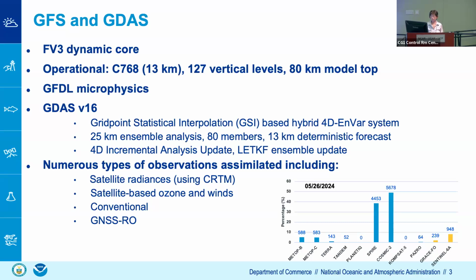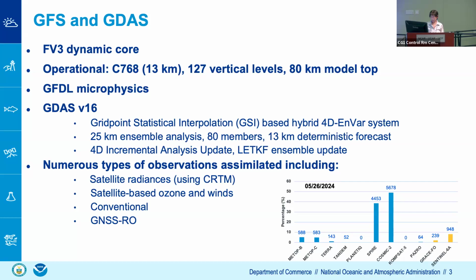So currently, the operational GFS and GDAS, we use FV3 dynamic core. The resolution for the operational run is 13 kilometer, 127 vertical levels, and the model top is 80 kilometer. And for physics, we use GFDL microphysics. And for the current operational GDAS, which is version 16, we use GSI-based hybrid 4D-EnVar. 13 kilometer as the deterministic forecast and 25 kilometer for the ensemble and 80 ensemble members. For some of the details, we use 4D IAU and LETKF ensemble update.